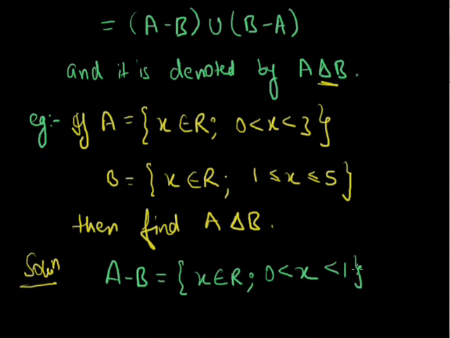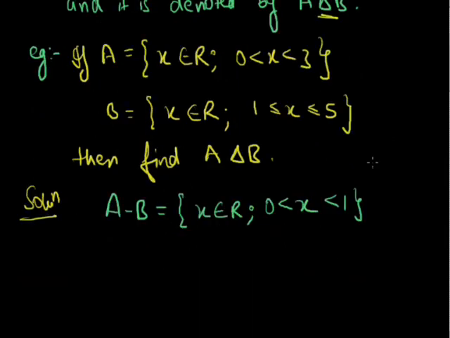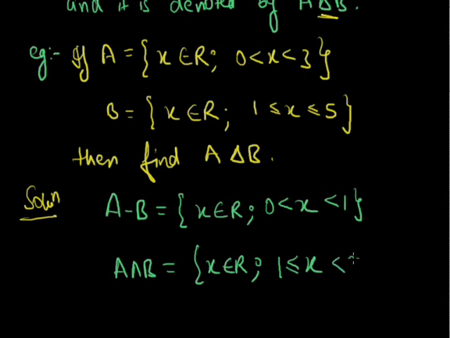So if we see the common part of A and B, the common part of A and B is the region from 1 to 3. That is A intersection B, that is x belongs to the real numbers in which x is from 1 to 3.